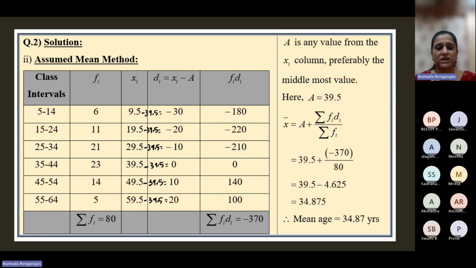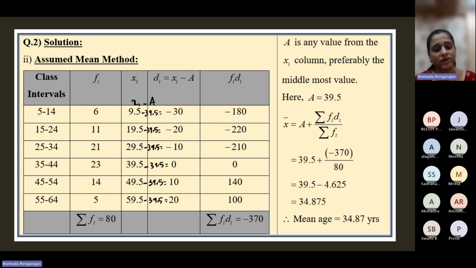You don't have to show the subtraction. You can just subtract and write the answer. So you can see here, this is the XI value minus A, which we have selected as 39.5. So 9.5 minus 39.5 is minus 30. Then next, XI minus A, 19.5 minus 39.5. Don't do it the other way. Don't do 39.5 minus 9.5. The order is important: XI minus A. So like this, you should generate the DI values.